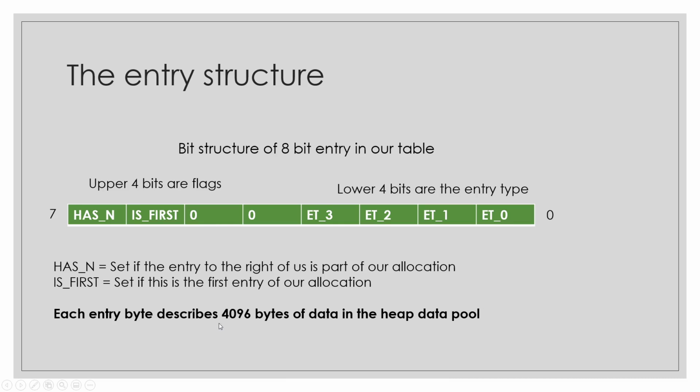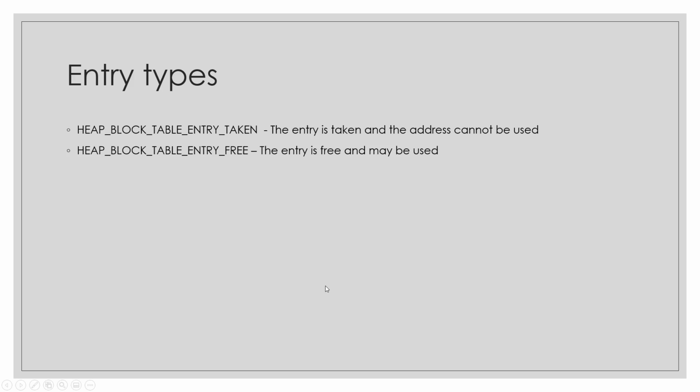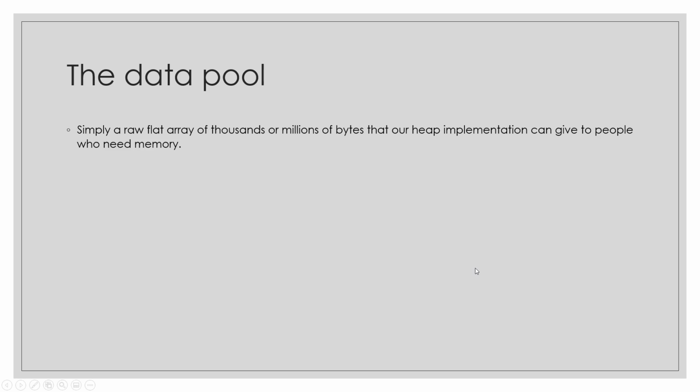Each entry byte in our table describes 4096 bytes of data in the heap data pool. In my heap implementation, we only have two entry types: taken and free. If the entry is free, we can use it. If the entry type is taken, we cannot. The data pool is simply a raw flat array of thousands or millions of bytes that our heap implementation can give to people who need memory.